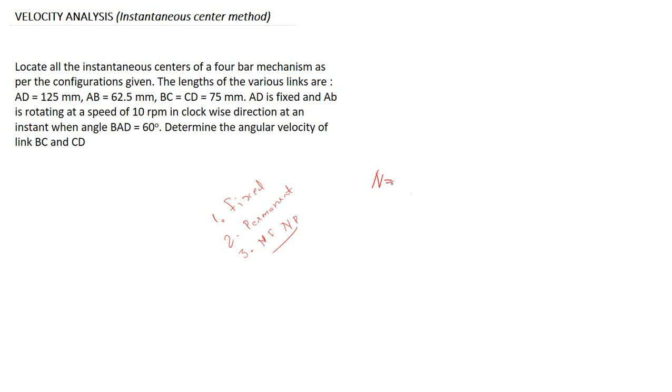Capital N, which is the number of instantaneous centers, will be equal to n into n minus 1 divided by 2, where small n is the number of links and capital N is the number of instantaneous centers. So by using this formula we can find how many instantaneous centers there are in our problem.